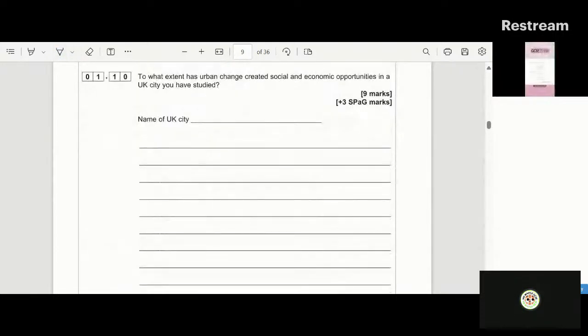To what extent has urban change created social and economic opportunities in a UK city that you have studied? Again, it's probably going to be the same city that you've been mentioning this entire time. I don't know why they keep asking you to name it.